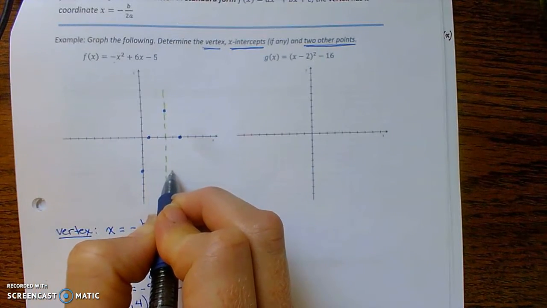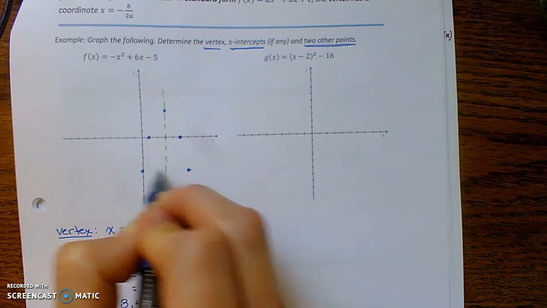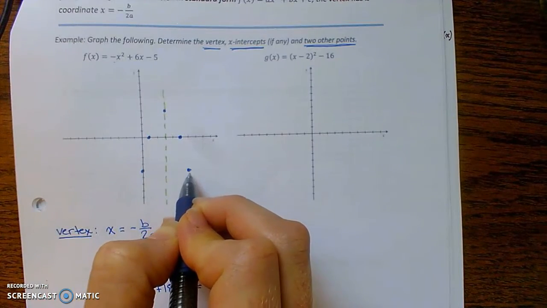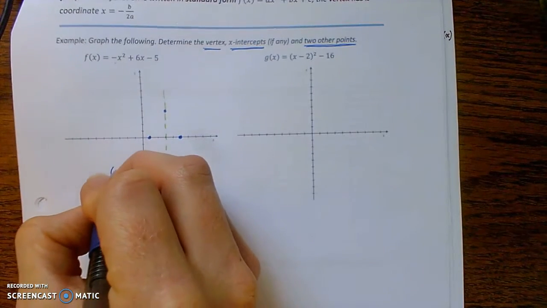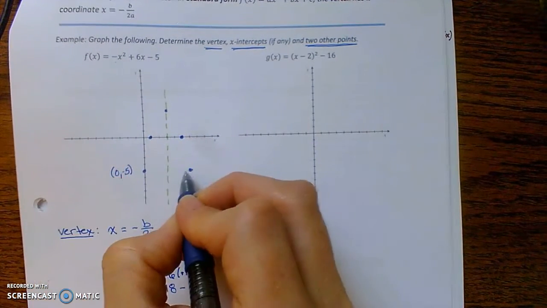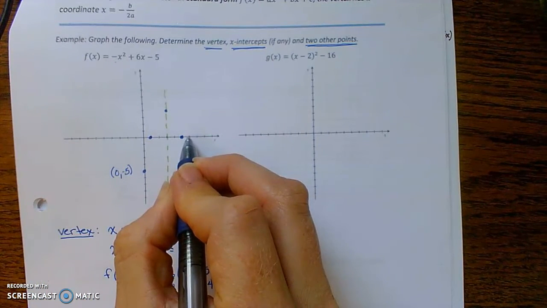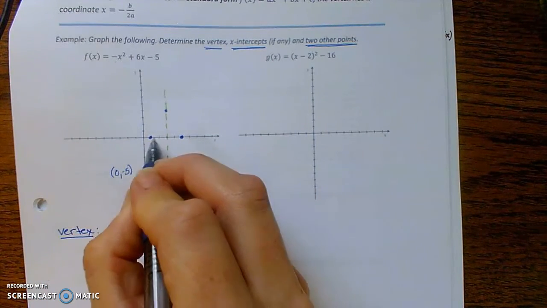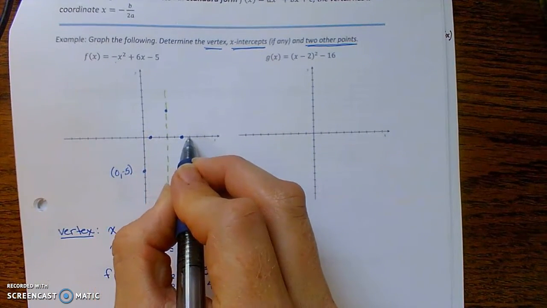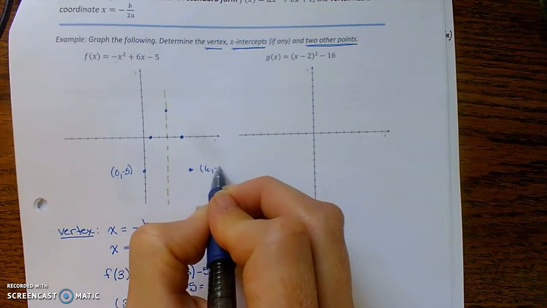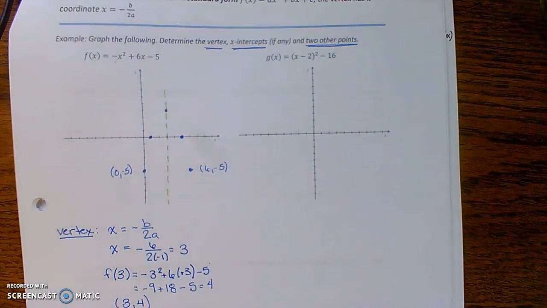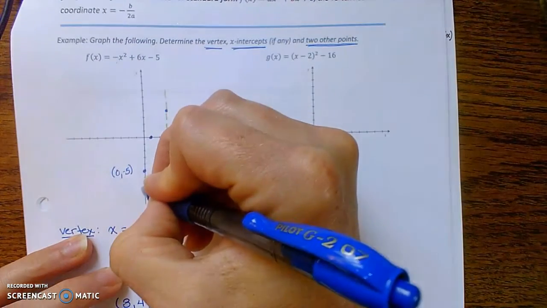So if I go 1, 2, 3 units to the right at that same height, I get another point. If this point here was 0, comma, negative 5, this point, which has x-coordinate, what is this, 1, 2, 3, 4, 5, 6, x-coordinate 6, is 6, comma, negative 5. So I didn't actually have to do any work. I just used the fact that it's symmetric.